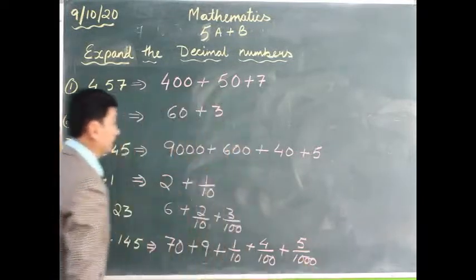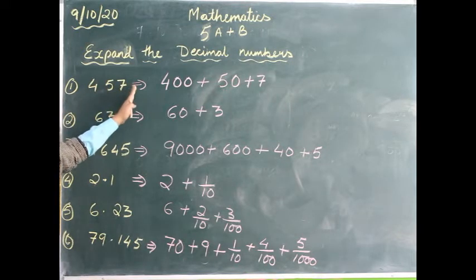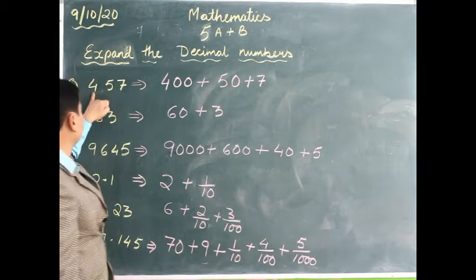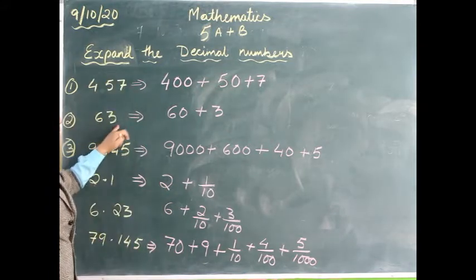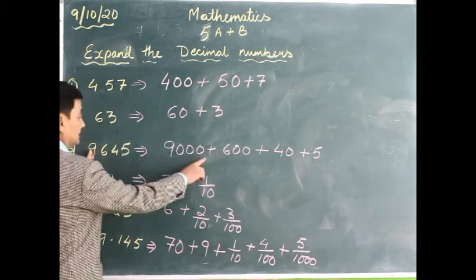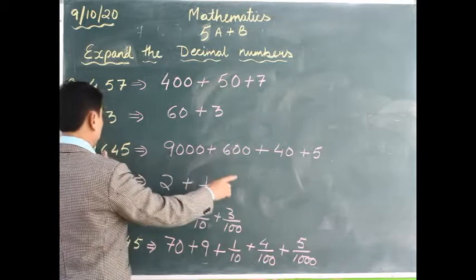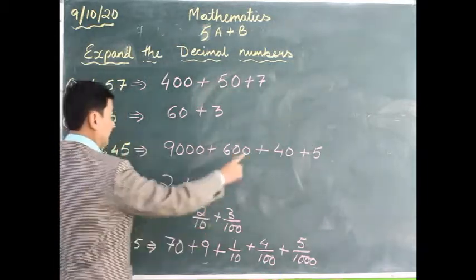So let's have a look again. Here it's easy. These are whole numbers. They are not decimals. So 457. When we expand, 400 plus 50 plus 7. 63, 60 plus 3. 9,645, 9,000 plus 600 plus 40 plus 5.